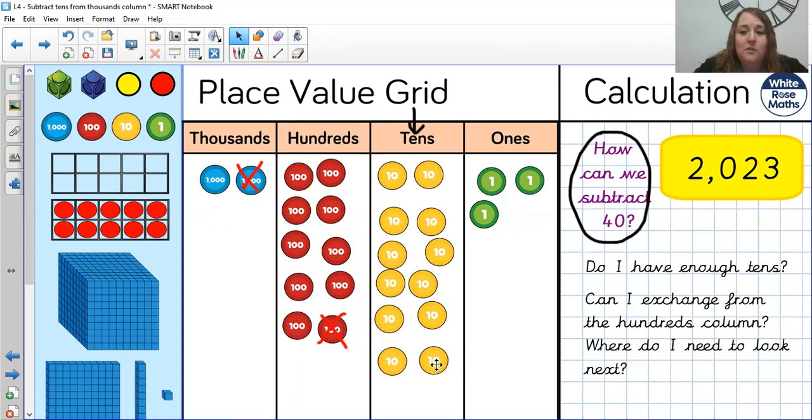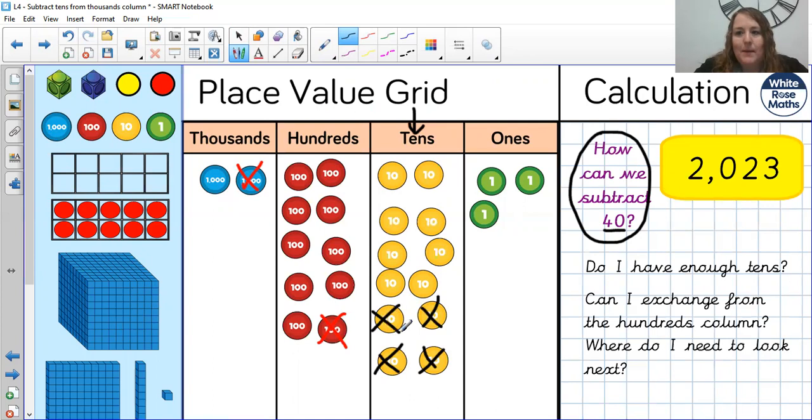So we still have 2,023. I haven't decreased my number, I've just shown it in a different way. But now the question asks us to subtract 40 or 4 tens. So I'm going to take away 1, 2, 3, 4 tens, and then we're going to count how many we have left. So I've still got 3 ones. I've got 1, 2, 3, 4, 5, 6, 7, 8 tens. I've got 9 hundreds and I've got 1,000 left.